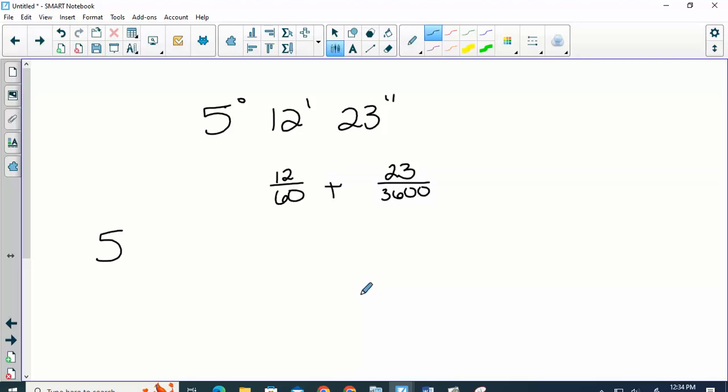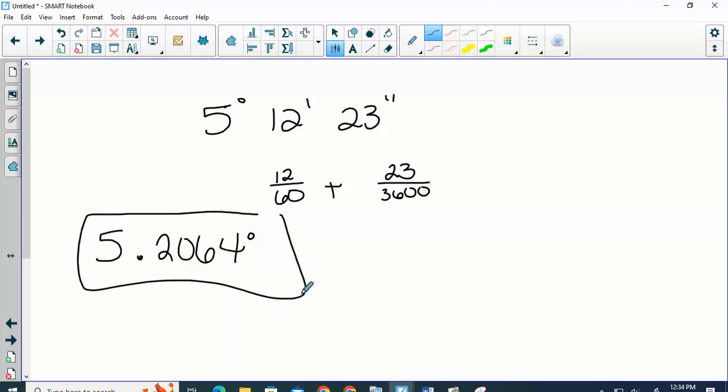So I would put it all in at once so you don't have rounding error. So we have 12 over 60 plus 23 over 3,600. And we get 5.2064 degrees, or depending on how many decimal places you wanted to get. I didn't round up yet. Or I didn't add the 5.